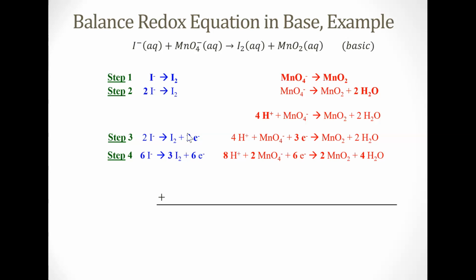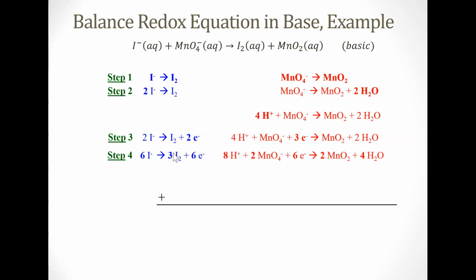We must now balance the number of electrons because we have 2 electrons for the oxidation, 3 electrons for the reduction. The least common multiple is 6. So if we multiply 2 by 3, we get 6. We multiply 3 by 2, we get 6. Now we have 6 electrons being given off by iodide in the oxidation, and 6 electrons gained. So we have 6 electrons that are transferred from the iodide to the permanganate ion.